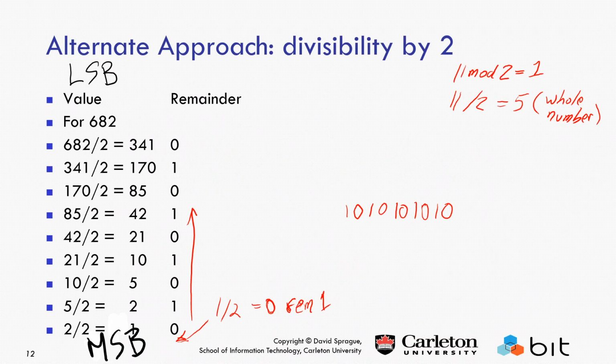This just keeps on figuring out what this bit over here is, over and over again, and then shifting everything over. So I go from this is 682, and then let's go 341. Here's what 341 looks like.